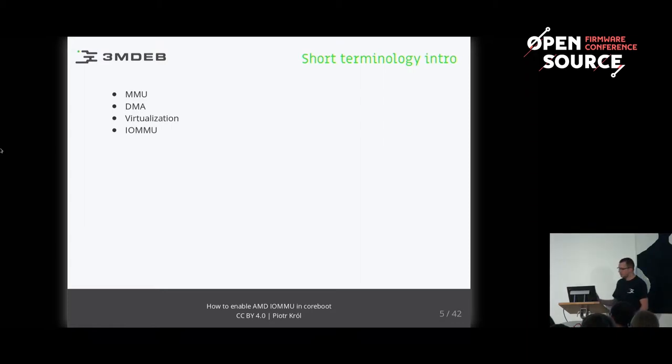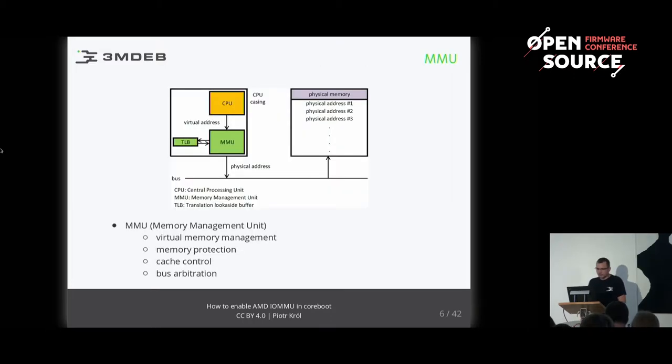So I would like to introduce you to some simple terminology. We have to know what MMU is, what DMA is, what virtualization is, and finally how it all comes together in IOMMU. So the MMU is just used for translating virtual addresses to physical addresses. It mainly manages virtual memory, so it checks if we have correct access to this memory, and if not, it raises the correct exceptions. It also controls cache behavior and does the bus arbitration if multiple accesses are issued. It also has something called the TLB, which recently caused quite a lot of problems. It keeps the translation in a special cache, so this translation will be very fast.